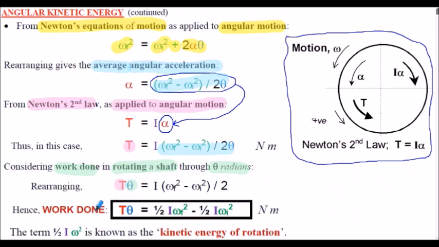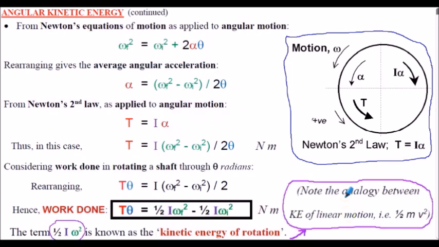So finally, expanding the brackets, work done in the angular sense, T theta, is a half I omega f squared minus a half I omega i squared. And of course, work done is energy, and the unit of energy is the Newton meter or the joule. So note that the half I omega squared term is known as the kinetic energy of rotation. And note the analogy with the kinetic energy of linear motion, that's a half m v squared.